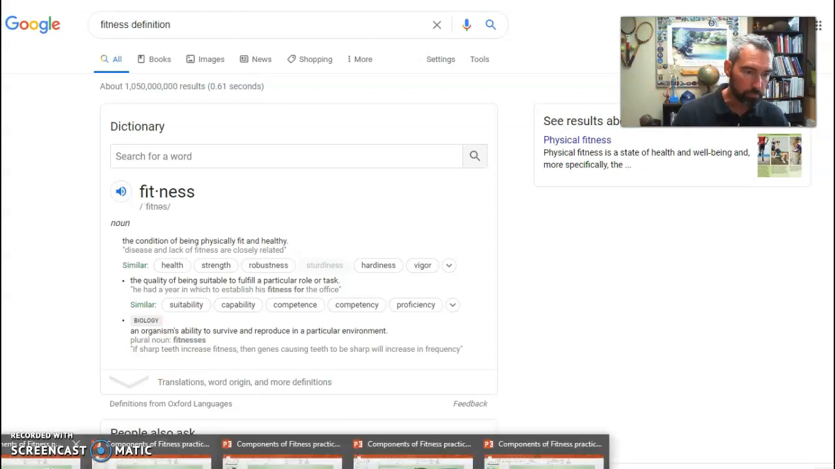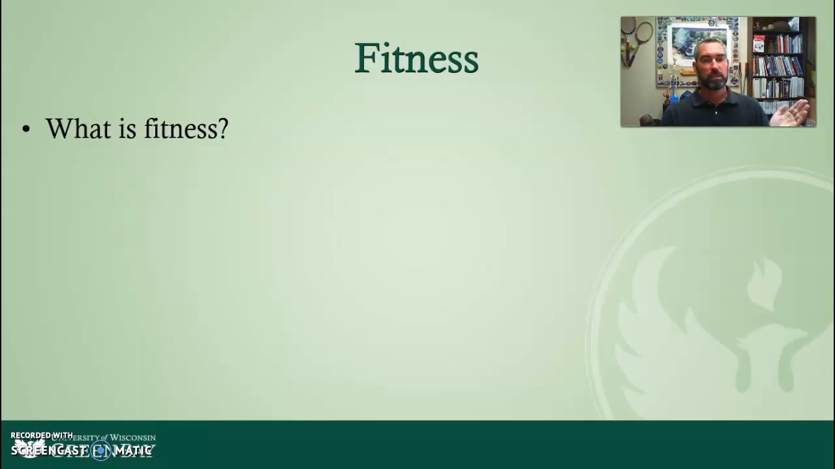So, right, fitness needs to be measurable. And what are we measuring? Right, we can measure heart rate, we can measure VO2 max, we can measure range of motion and flexibility, we can measure 1 rep max. And each one of those is assessing a different component of fitness. So what are those components of fitness? Let's define fitness a little bit more specifically.